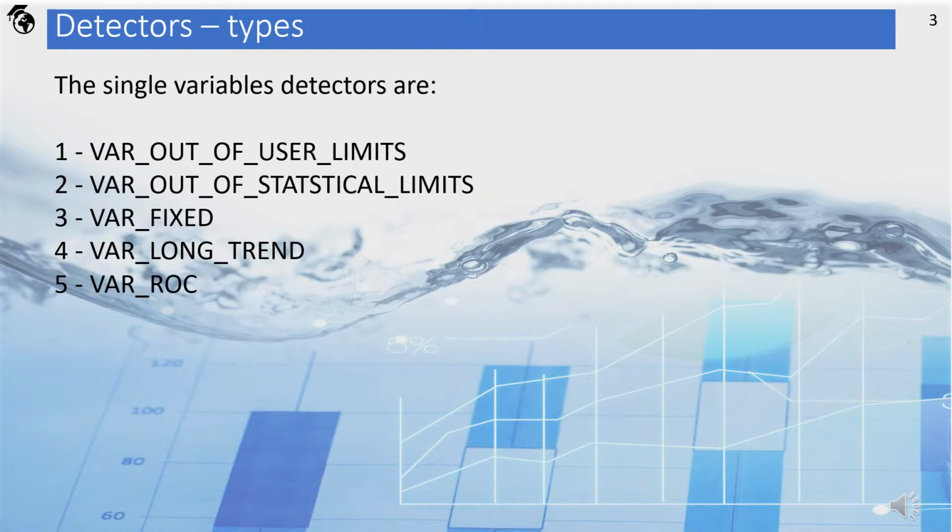4. VAR long trend. VAR long trend sends an alert when the sensor's measured value shows a trend that can be noticed only over a long period of time. A typical trend is targeted to detect a crawling in the sensor value over days or weeks.